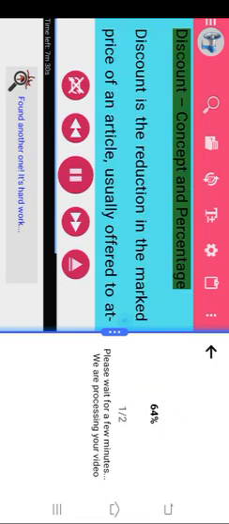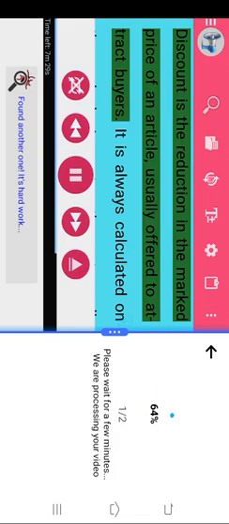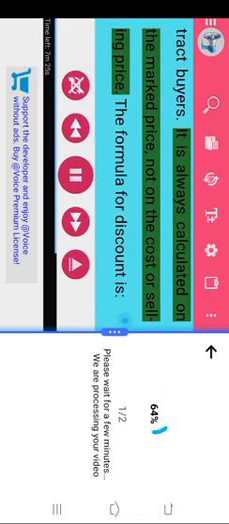Discount, concept and percentage. Discount is a reduction in the marked price of an article, usually offered to attract buyers. It is always calculated on the marked price, not on the cost or selling price. The formula for discount is discount equals marked price minus selling price. The discount percentage is given by discount percent equals discount divided by marked price times 100.